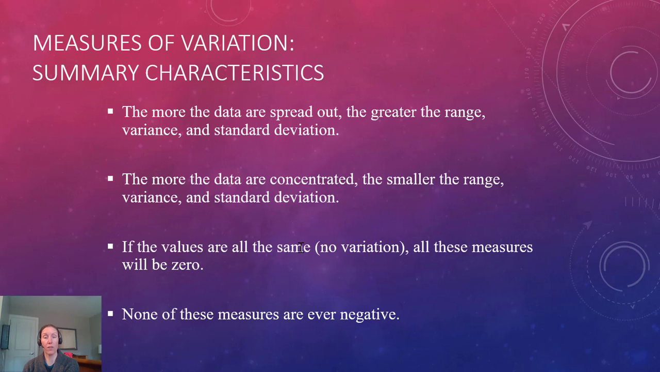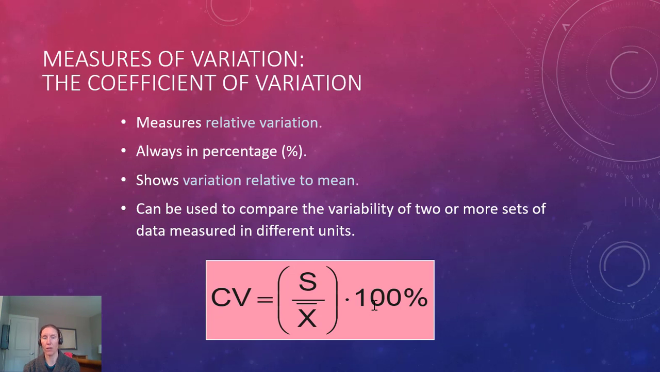And if the values are all the same, you'd have 0 variation, 0 range, and 0 standard deviation. Note that none of these measures are ever negative. If you get a negative value, you know you've done something wrong.